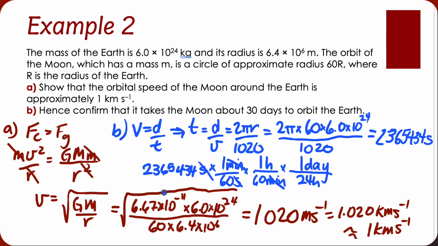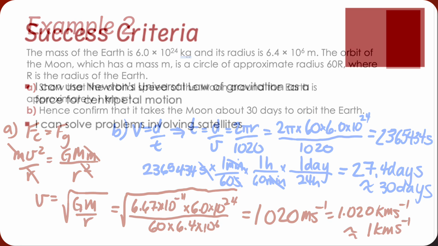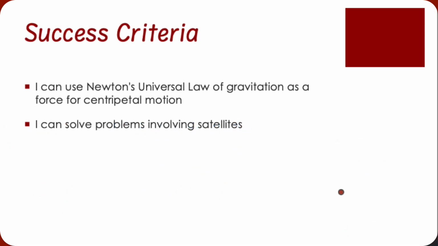So what do I do? I pick up my handy dandy calculator. I take this number times 1 times 1 times 1 divided by all of, in brackets, 60 times 24. And when you do that, I'm going to get 27.4 days. Now, there's my unrounded answer. This only has one significant figure, which is approximately 30 days. So, please read the success criteria one more time, and hopefully you can say yes to both those points.